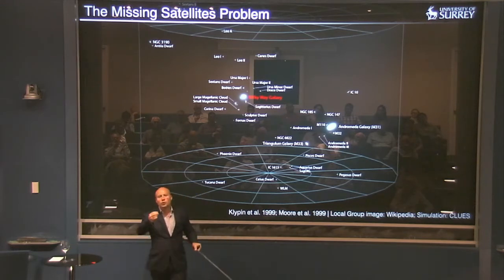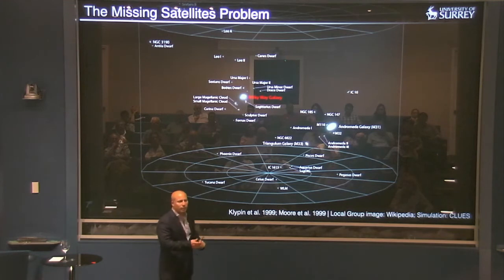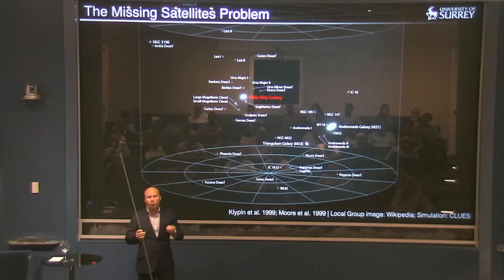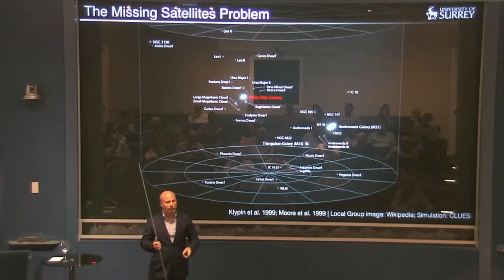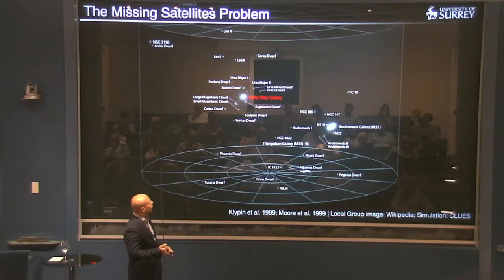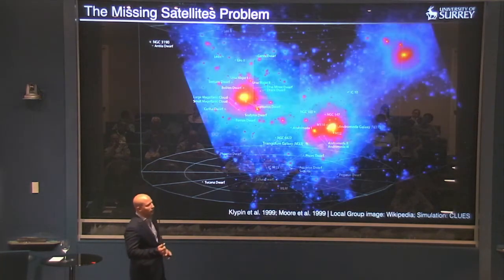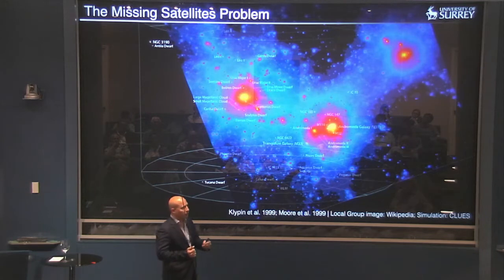Now, we find new galaxies every single day orbiting these two systems. It's a very exciting and fast-moving field. But even with all of the new discoveries and all the new satellites that we found, they're still far smaller than the number of bound dark matter blobs that the theory predicted.